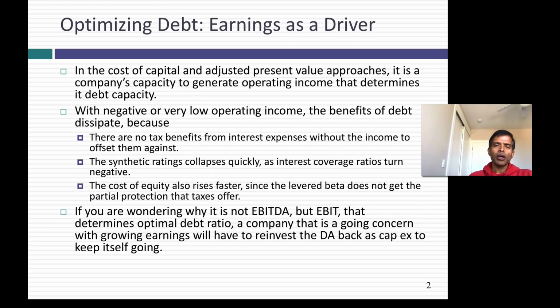Now, some of you might be wondering why I'm focusing on operating income rather than EBITDA. After all, people talk about EBITDA as cash flow. If you're a healthy company, a growing company, the DA in your EBITDA cannot be used to service debt. In fact, if you're using your depreciation to service debt, you have to either be a shrinking company or an unhealthy company, and here's why. You've got to put that DA, the depreciation and amortization, back into the company as capital expenditures to allow it to maintain its earnings power. So operating income becomes the key variable that drives the optimal debt ratio.